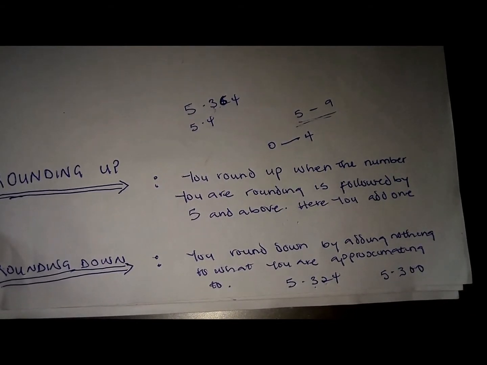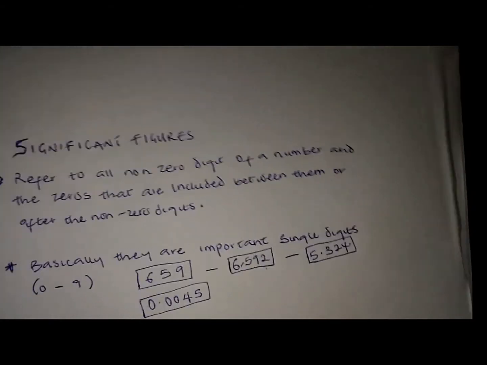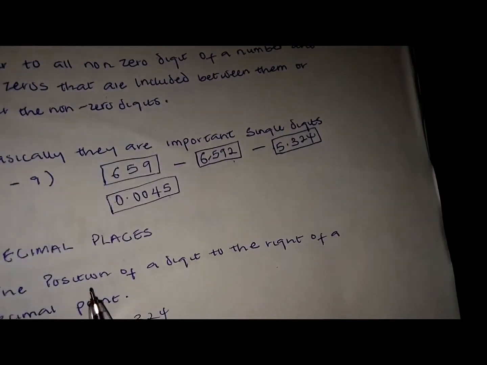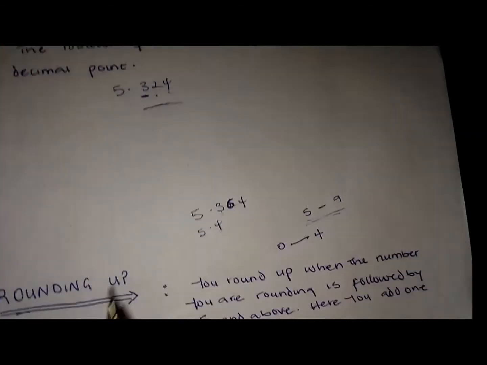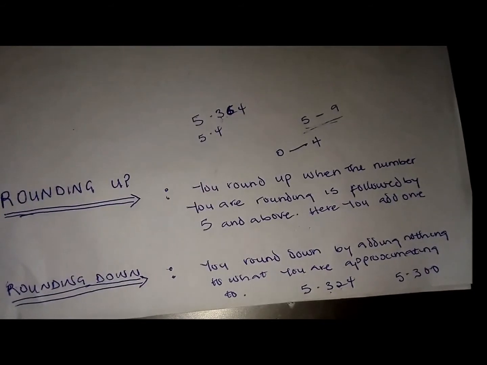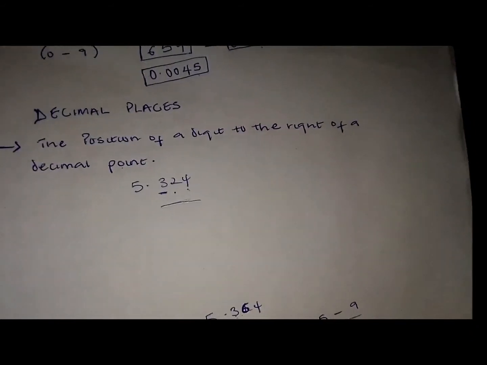Okay, so that's it. So that's about explaining significant figures, decimal places, rounding up and rounding down. Okay, now let's look at some examples.